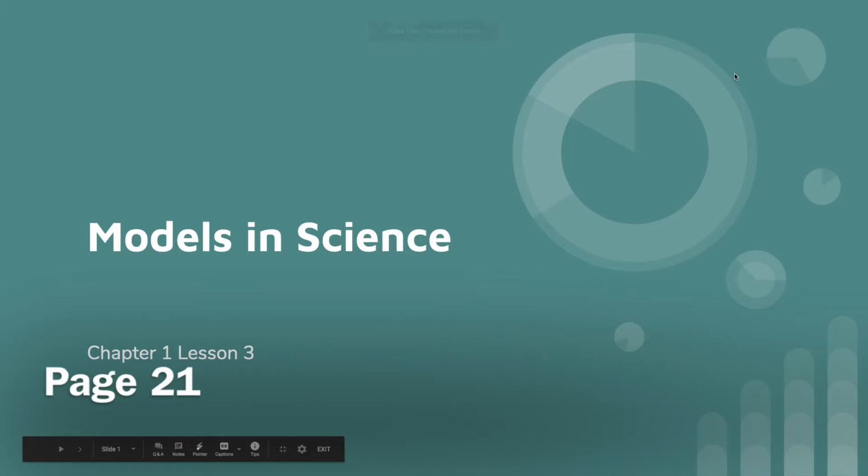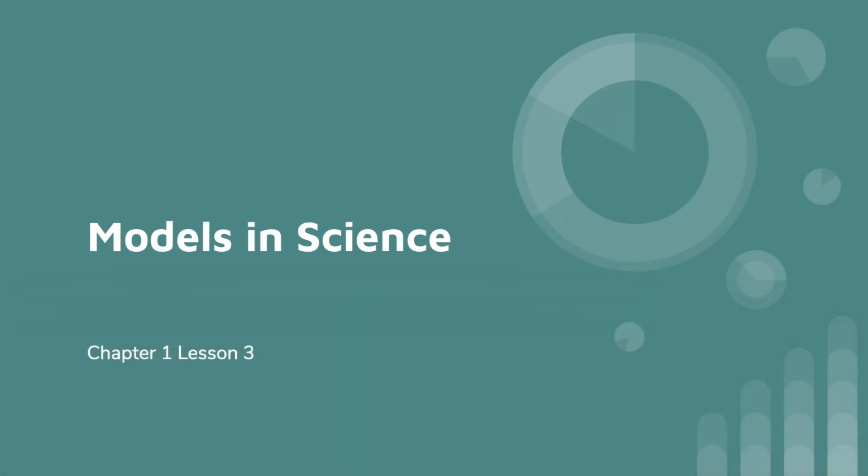Chapter 1, The Nature of Science. Lesson 3, Models in Science. It can be found on page 21. Today's lesson, we're going to, again, read through the section together so that you can follow along with this video and also be taking your notes for what would be on the back side of your note page, section 3.